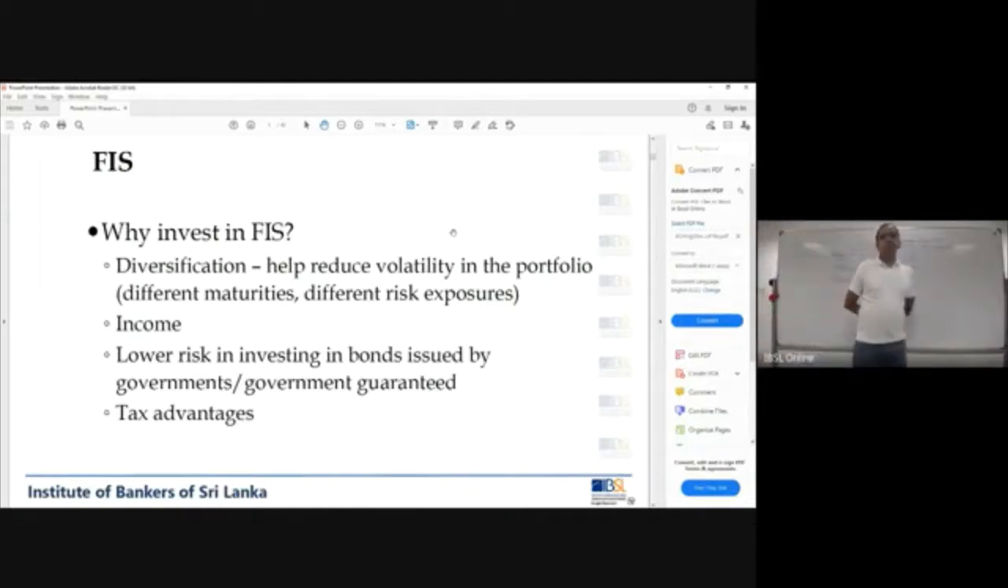Tax advantages. Investing in government bonds can have tax benefits. Right? Because the income that you generate from treasury bonds can be exempted from income tax. Not right now, but in some instances, that relief is allowed. So you can claim tax, withholding tax. Right, not right now though.